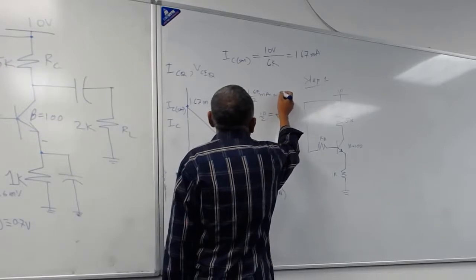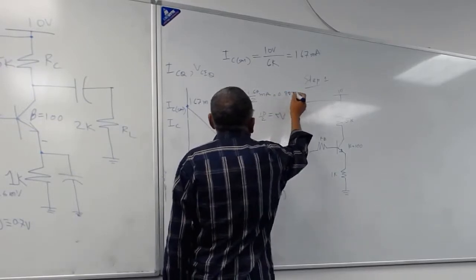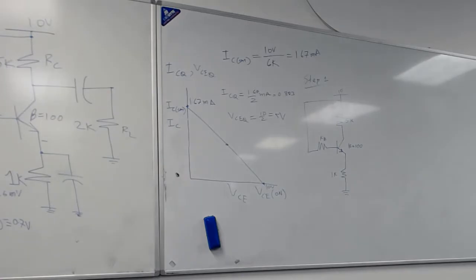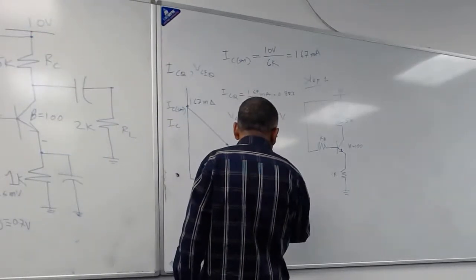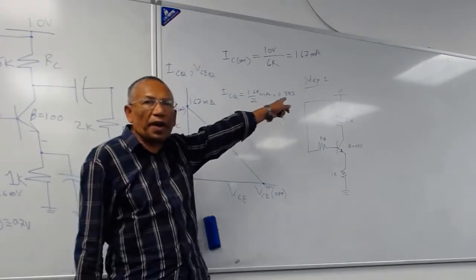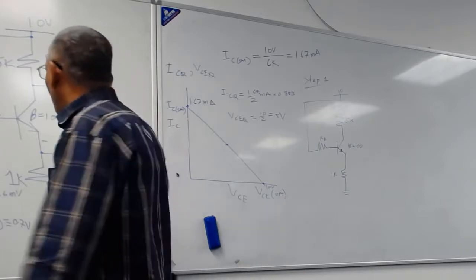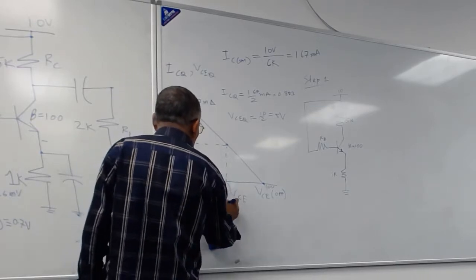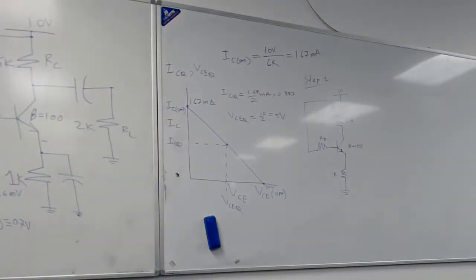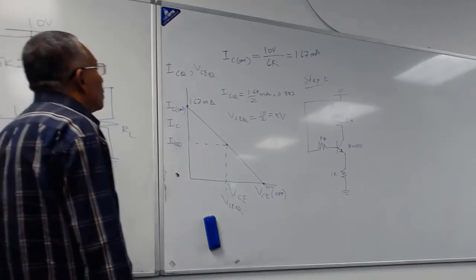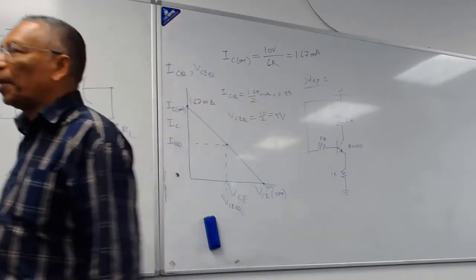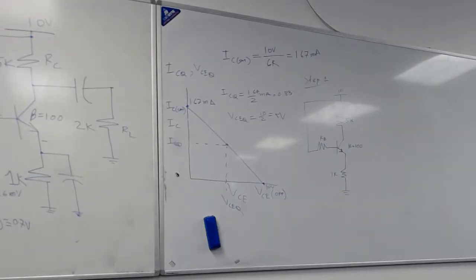So this is equal to how much? 0.883. Correct? Question. Is that supposed to be VCE off or is it actually VCE on? Sorry, VCE off. Yes, it is VCE off. So is this 0.883? Okay, so this is your ICQ. This is your VCEQ. Isn't it 0.83? Correct? Okay, so that's your ICQ 0.83.